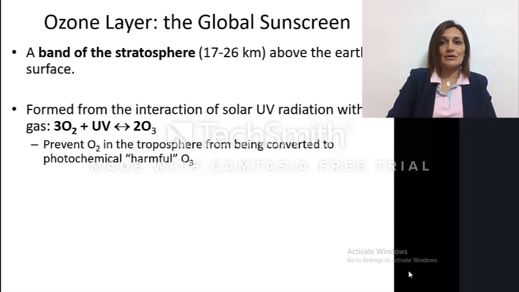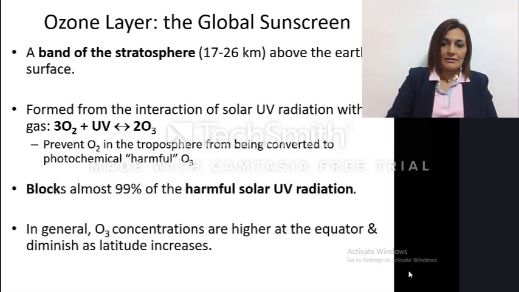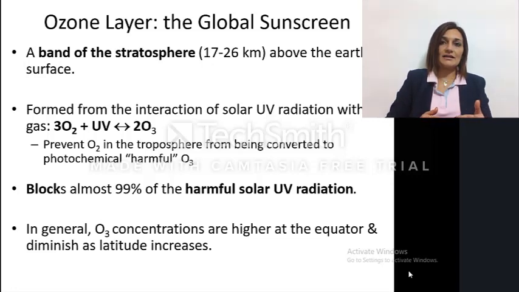How is ozone, O3, formed? It is under the effect of the sun. The UV interacts with 3O2 to form 2O3. In general, O3 concentrations are much higher above the equator, and as the latitude increases toward the poles, the ozone level diminishes. Okay?